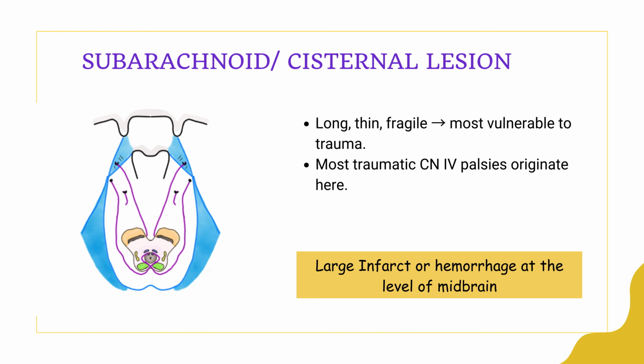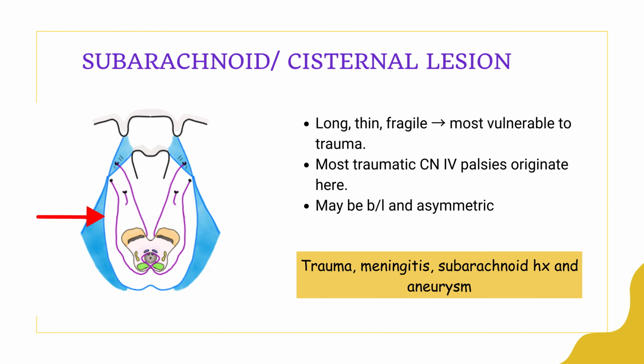Next are the subarachnoid lesions. Because the trochlear nerve is long and thin, it's particularly vulnerable in the subarachnoid space along the sharp border of the tentorium cerebelli. Common causes here include trauma, meningitis, subarachnoid hemorrhage, and even an aneurysm might press over the fourth nerve. Most traumatic fourth nerve palsies occur at this level and may be bilateral and also asymmetric. So remember that.